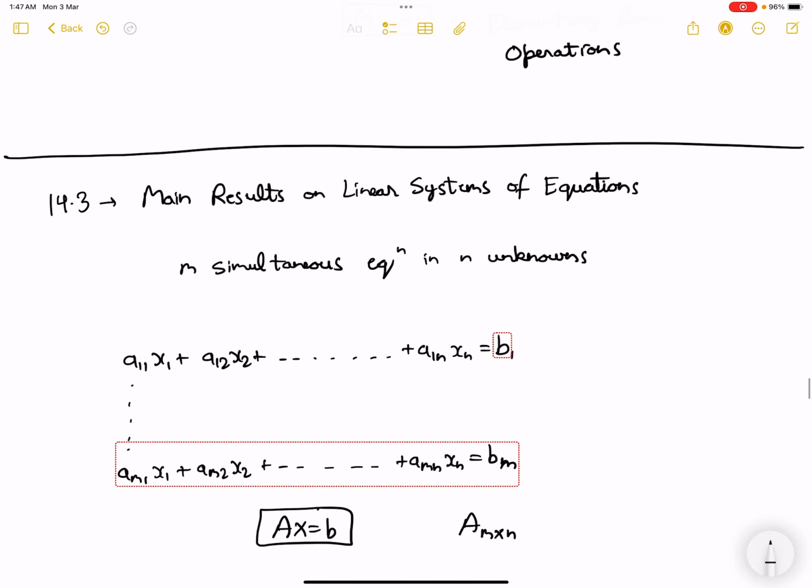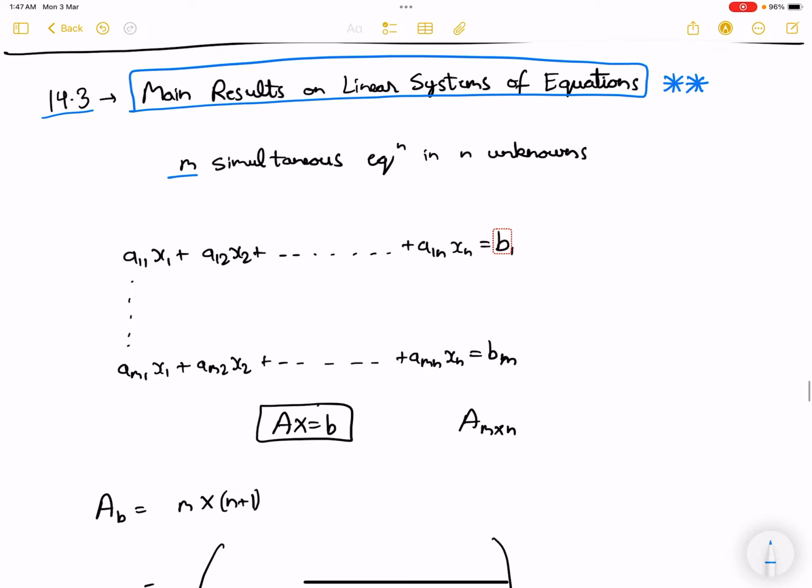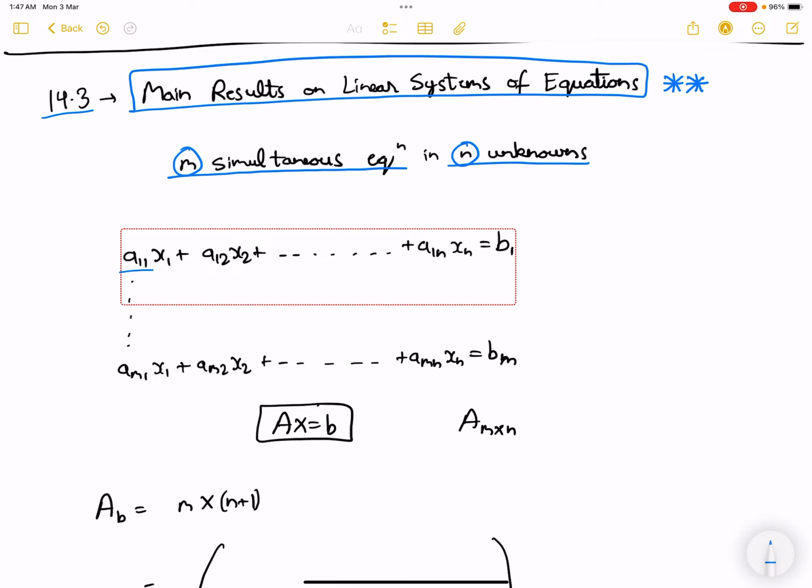Now we'll start with section 14.3, which focuses on main results on linear systems of equations. This topic in general is very important. We'll do 2-3 questions related to it as well. Now suppose we are taking a scenario where, in a system of equations, there are m simultaneous equations in n unknowns. So basically the variables are n and the equations are m. So first equation, second, then the mth equation, and x1, x2 till xn are the variables.